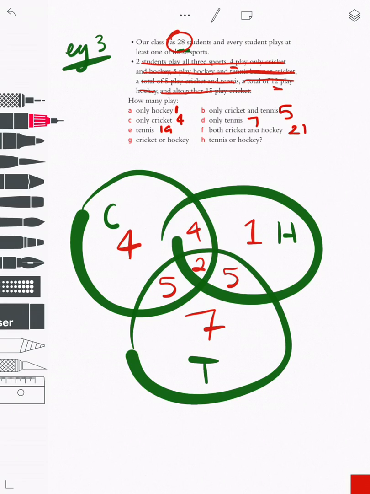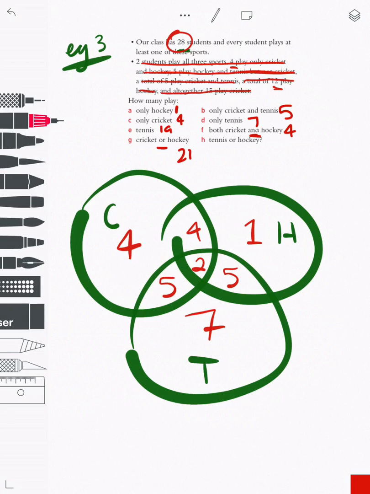Play cricket or hockey. Oh, sorry. No, it says cricket and hockey. So cricket and hockey is that section there. That's 4. The next one says cricket or hockey. See the difference? Or and and. Very important to notice that. Even I made a mistake. Cricket or hockey, we already calculated that as 21.